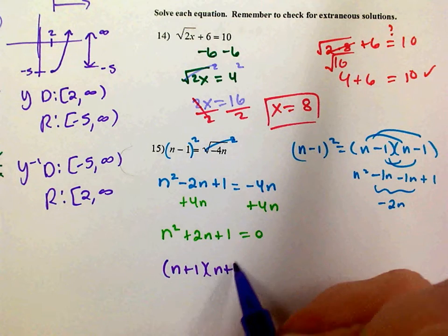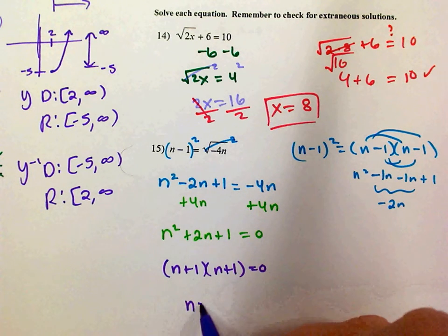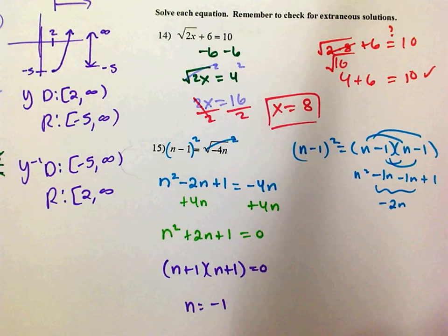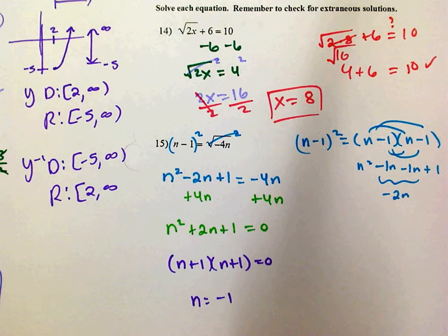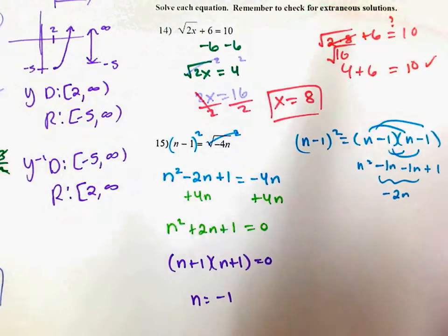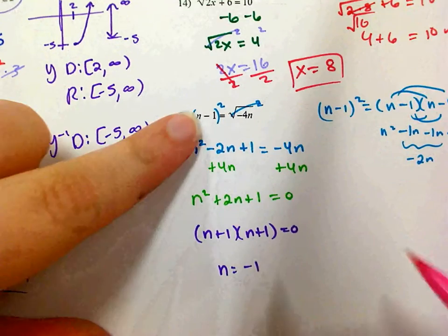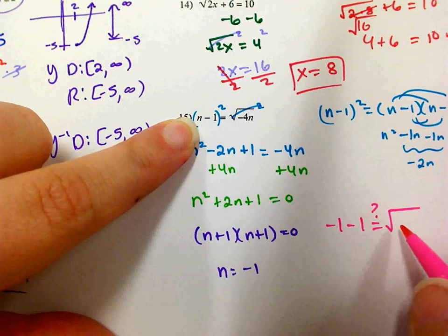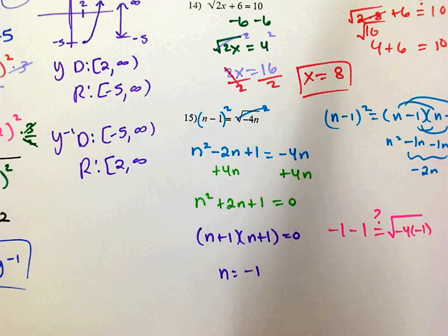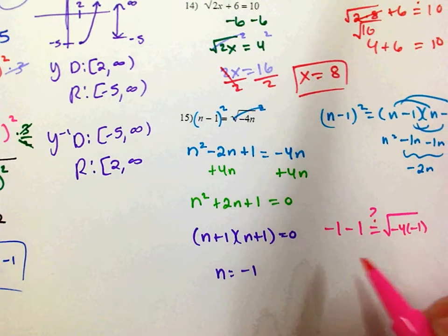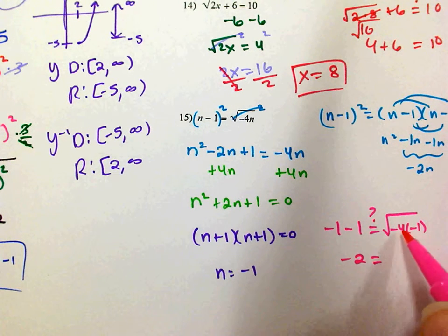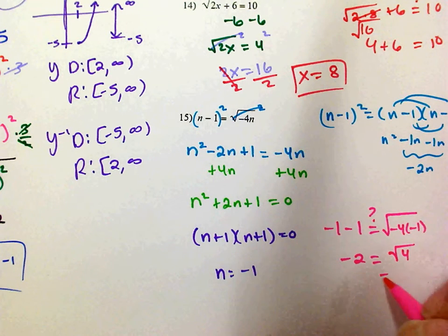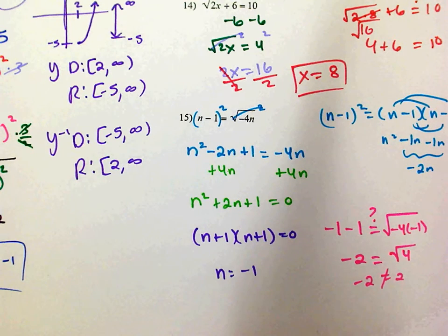But then you have to check it. It's a square root. So whenever I see a negative 1 in my original problem, I'm going to plug in negative 1. So I've got negative 1 minus 1 equals, with a question mark, the square root of negative 4 times negative 1. Well, negative 1 minus 1 is negative 2, and that is the square root of negative 4 times negative 1, which is positive 4, which is 2. And they do not equal each other. So since that's not a solution, and that was the only one I had, there is no solution.